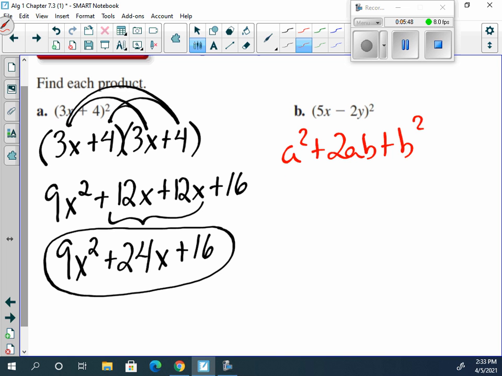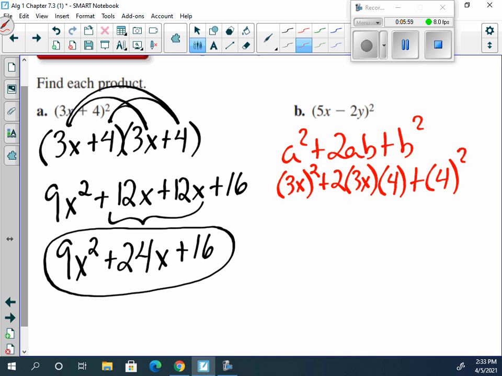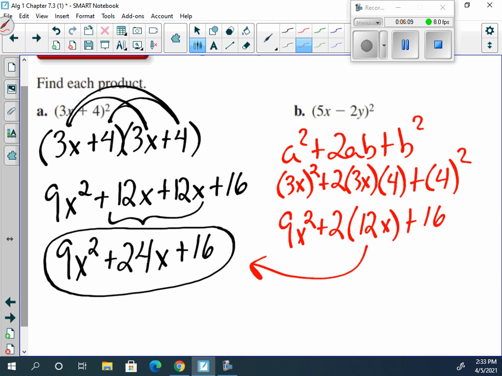Now, a, the term that goes first, is 3x. Now, b is our 4. 3x squared is 9x squared. 3x times 4 is 12x plus 16. Okay, we get there. Don't write that down. Yeah, you don't have to write that down.